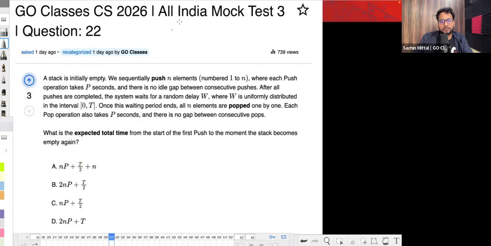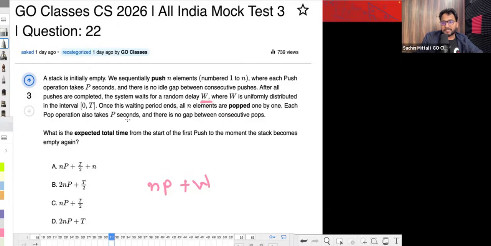Now let's see this question. This is the next question. So in this question, they are saying that the stack is initially empty, and then you are having push and pop, right? So you are pushing n elements, where push is taking p seconds, and there is no gap between any push. After all the pushes are completed, so basically to push all the elements, it will take np time, and then you are taking some random delay of w, right? Which is uniformly distributed between 0 to t. Once this waiting period ends, all n elements are popped one by one.